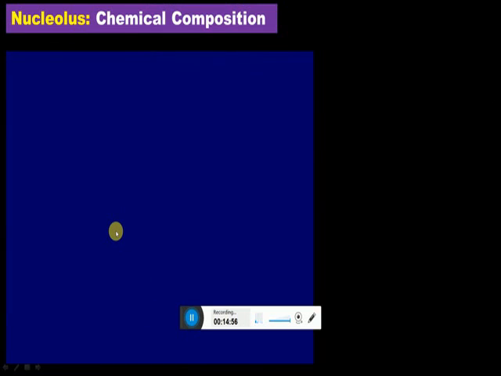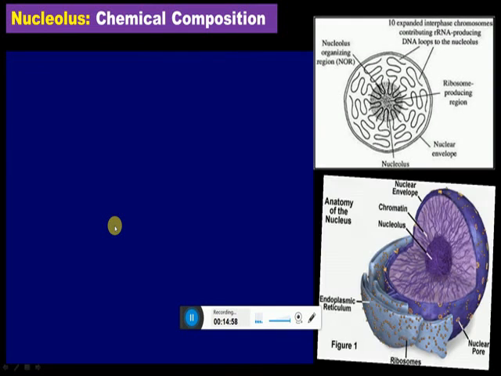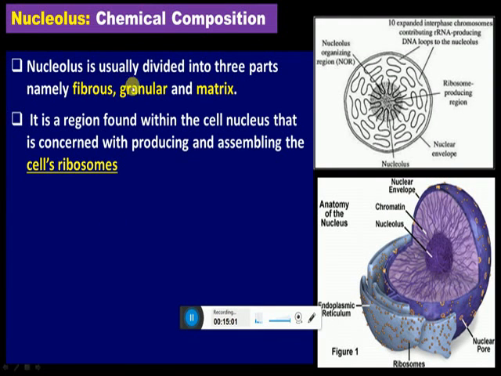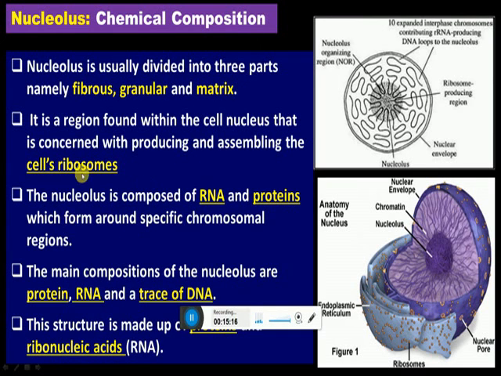Then we are going to see the chemical composition of the nucleolus. The nucleolus is usually divided into three parts: fibrous, granular and matrix. It is a region found within the cell nucleus that is concerned with the production and assembling of ribosomes. So the prime function of the nucleolus is production of ribosomes. The nucleolus is composed of RNA and protein which form around specific chromosomal regions. The main composition of the nucleolus is protein, RNA and traces of DNA. This structure is made up of ribonucleic acid, RNA.